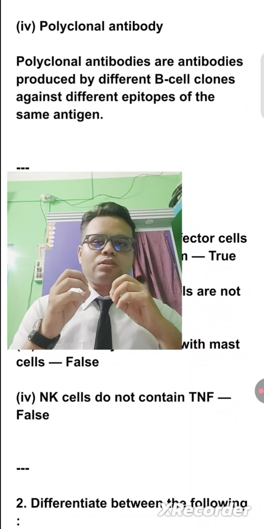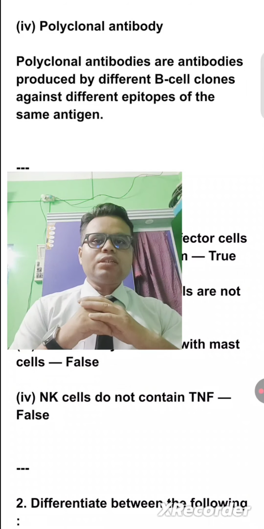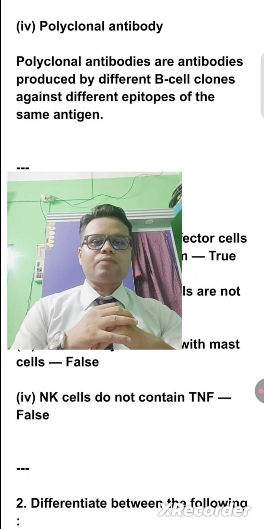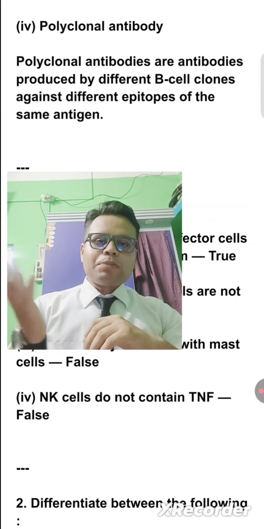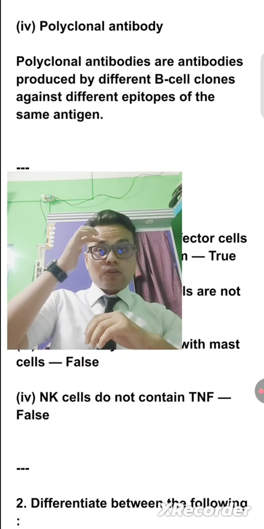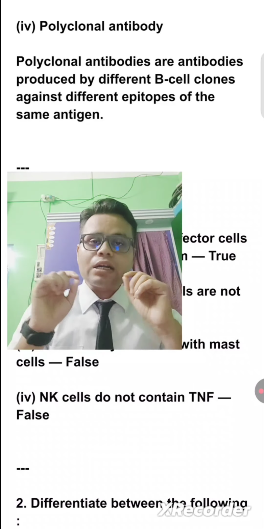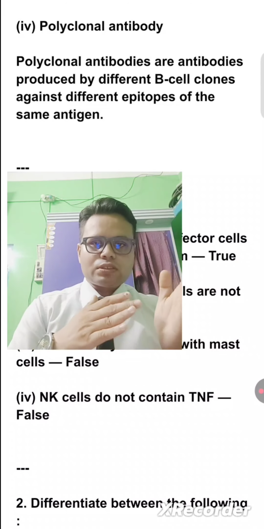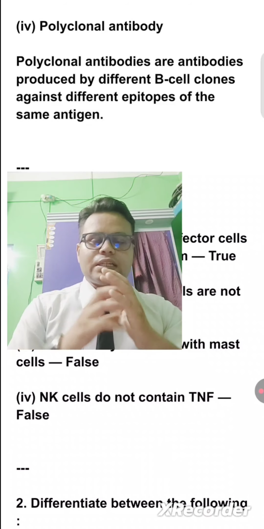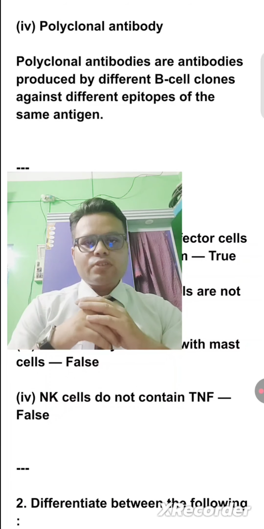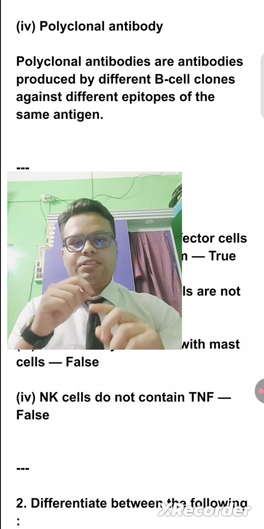Next, polyclonal antibodies. If you're talking about the polyclonal antibodies, the answer is very simple, class. These are the antibodies produced by different B cell clones against the different epitopes of the same antigen. So polyclonal antibodies are the antibodies produced by different B cell clones first of all, and after that against different epitopes of the same antigen.